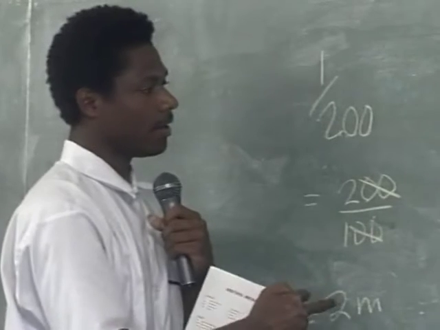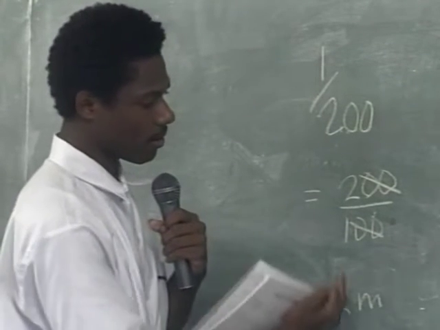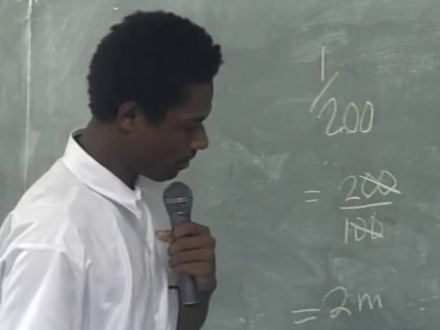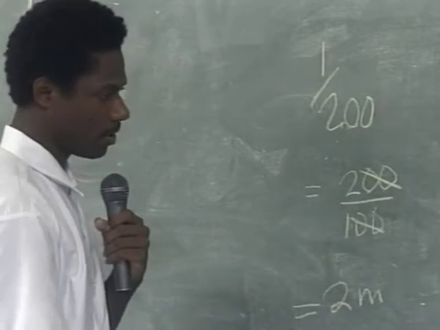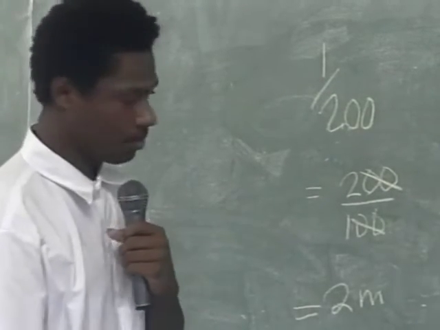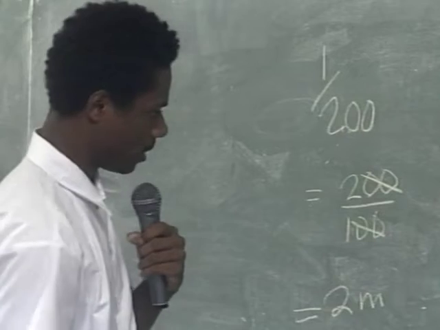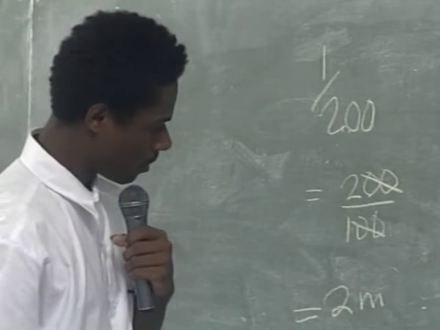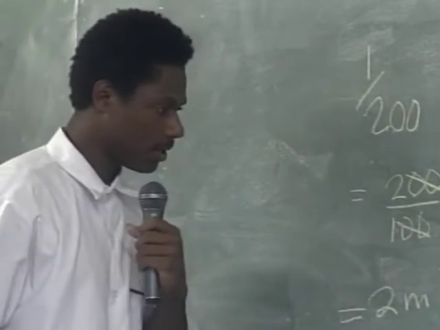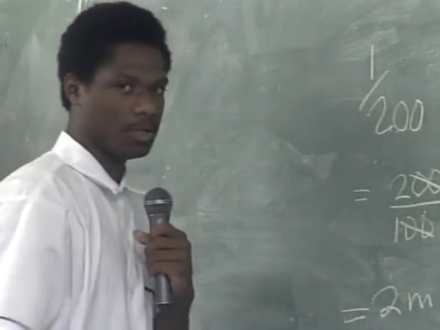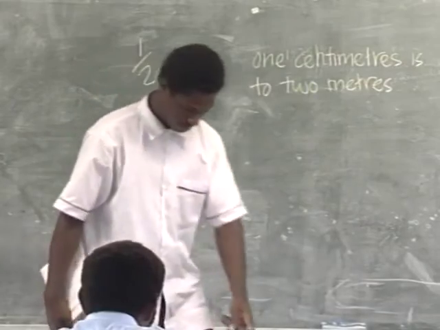As you can see, how I got my answer was, I got 100 centimeters equals 1 meter. To convert it to meters, I just simply put 200 over 100, so 200 centimeters equals 2 meters. Thank you.